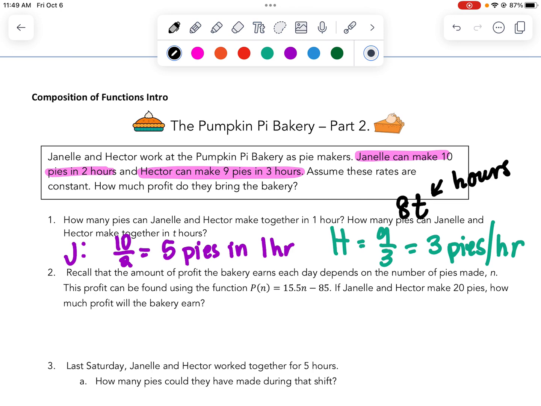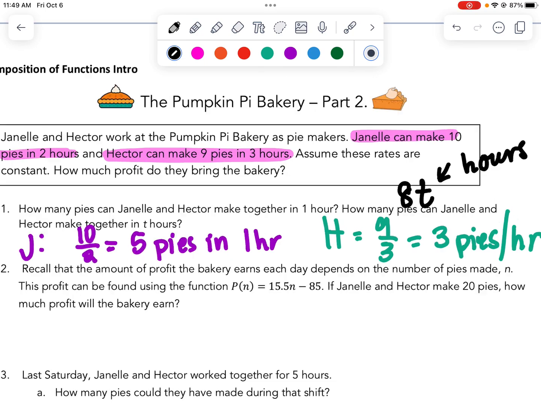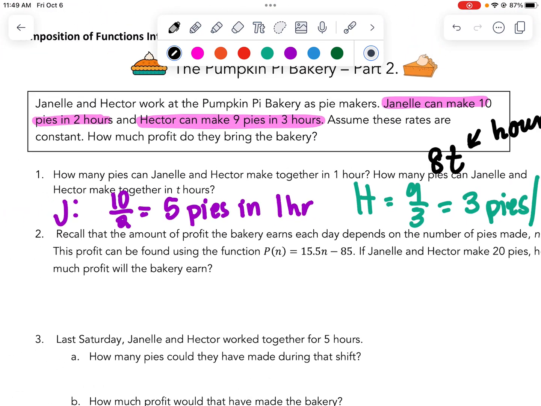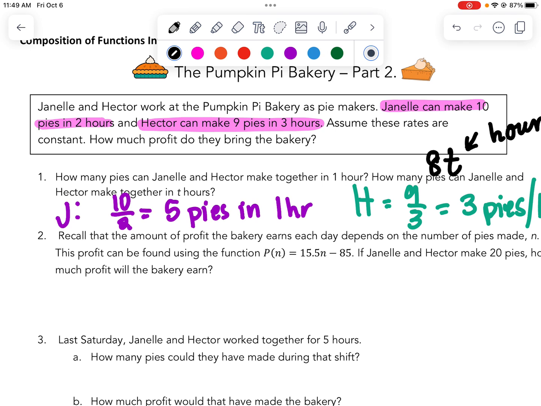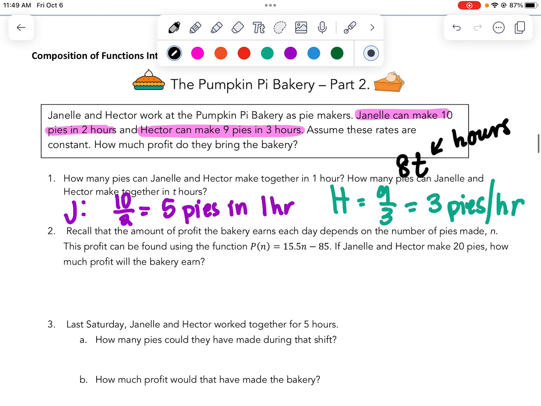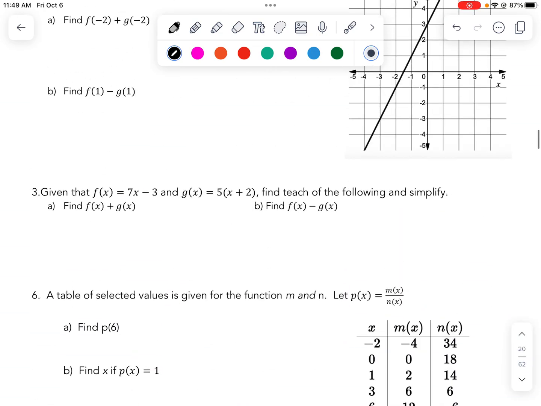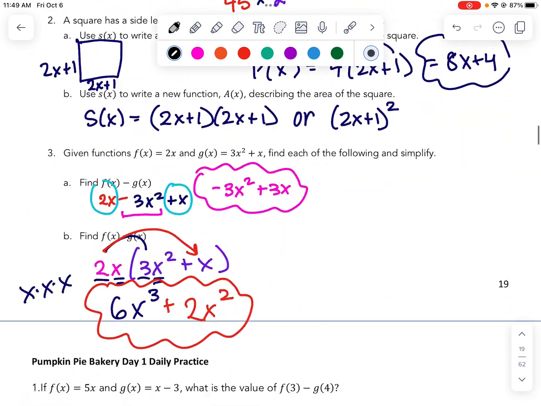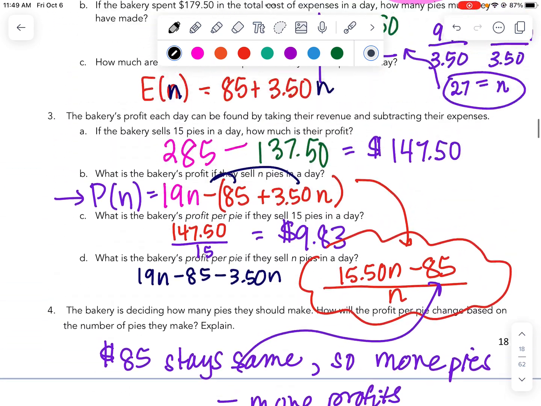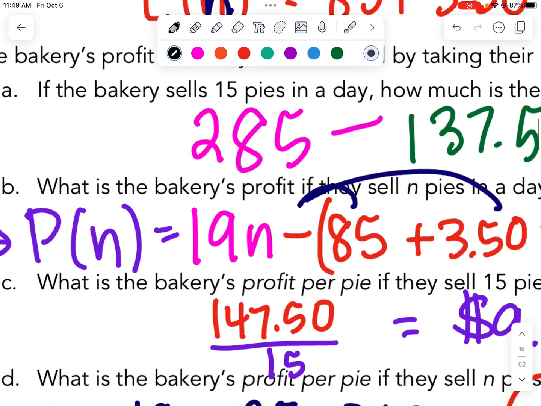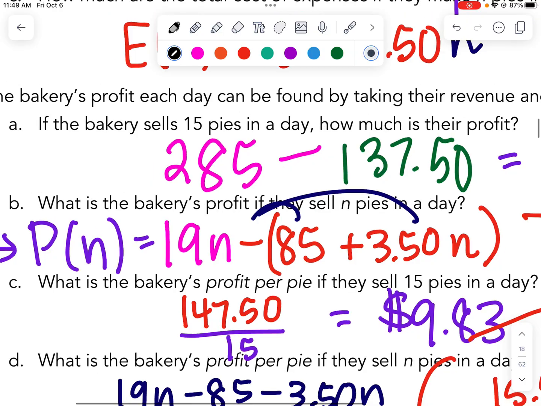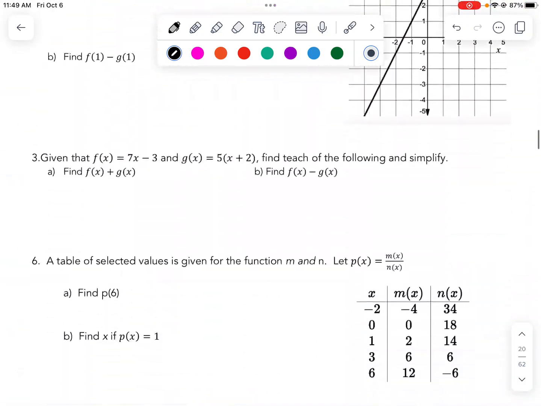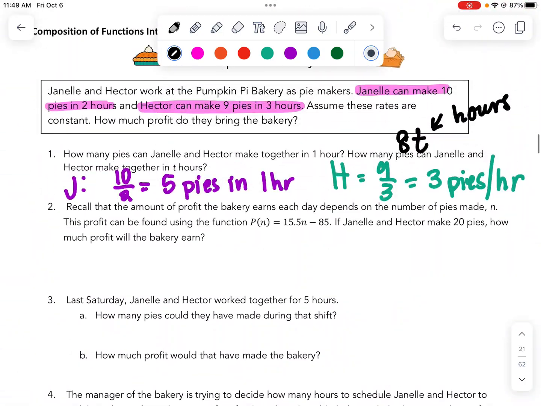Recall that the amount of profit the bakery earns each day depends on the number of pies made N. This profit can be found using that function we looked at yesterday. So it was that overhead cost and then that $15.50 per pie. If Janelle and Hector made 20 pies, how much profit will the bakery earn? So again, if we look back to yesterday, it was right here. So it was that $19 per pie minus the cost, and that is how we came up with the profit function.